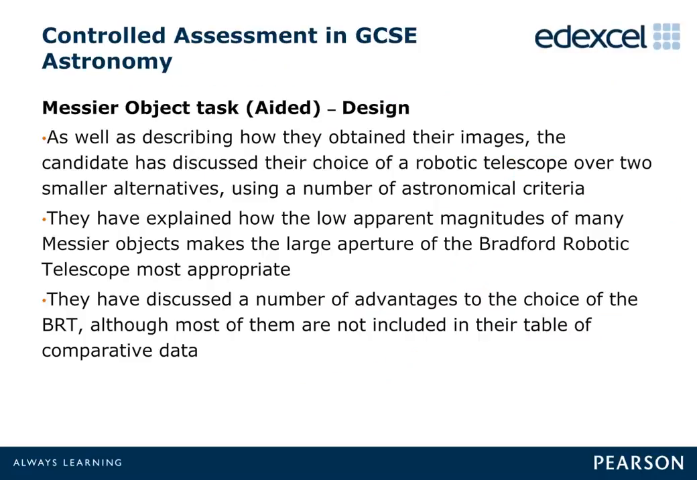This piece of work would have achieved 4 marks for design because, as well as describing how they obtained their images, the candidate has discussed their choice of a robotic telescope over 2 smaller alternatives, using a number of astronomical criteria. They have explained how the low apparent magnitudes of many Messier objects make the large aperture of the Bradford Robotic Telescope most appropriate. They have discussed a number of advantages to the choice of the BRT, although most of them are not included in their table of comparative data.